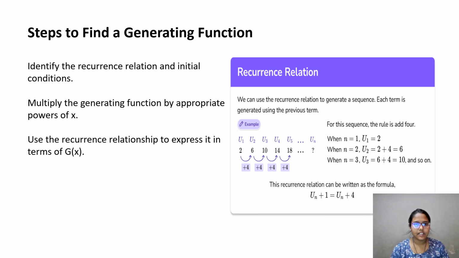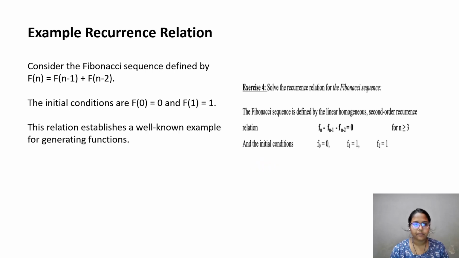Steps to find a generating function. Identify the recurrence relation and initial conditions. Multiply the generating function by the appropriate power of x. Use the recurrence relation to express it in terms of G of x.